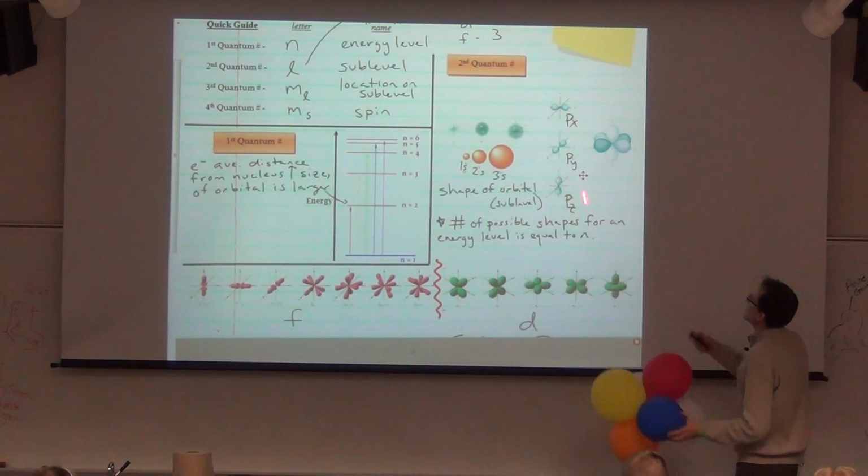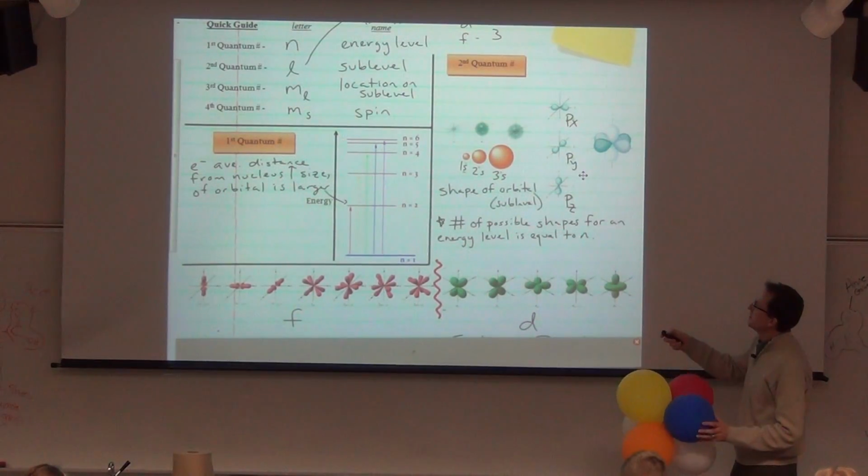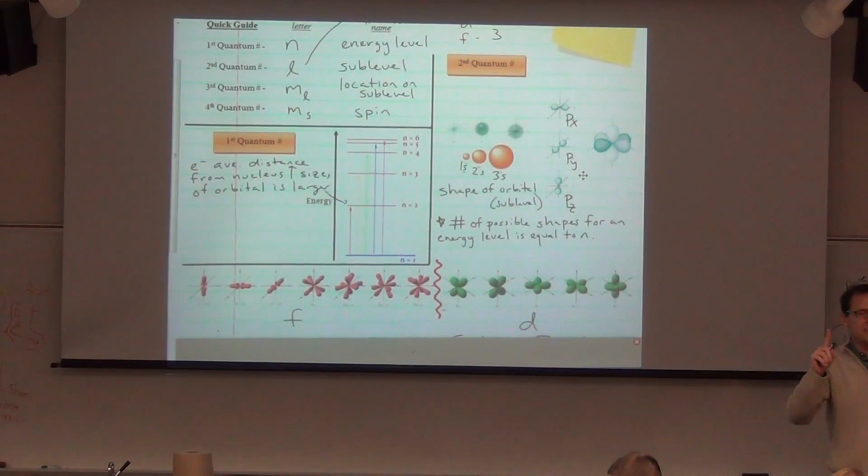Okay. The number of possible shapes for an energy level is equal to n. So what does that mean? That first energy level only has 1 sublevel.